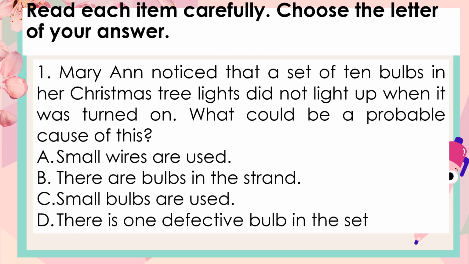Okay, for our evaluation or assessment, read each item carefully. Choose the letter of your answer. Number 1. Marianne noticed that a set of 10 bulbs in her Christmas tree lights did not light up when it was turned on. What could be a probable cause of this? A. Small wires are used. B. There are bulbs in the strand. C. Small bulbs are used. And D. There is one defective bulb in the set.